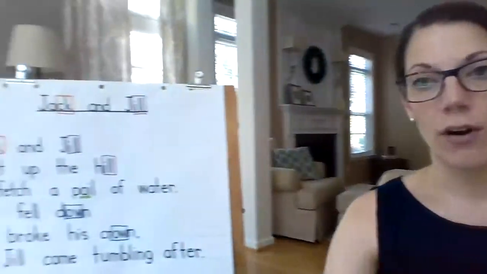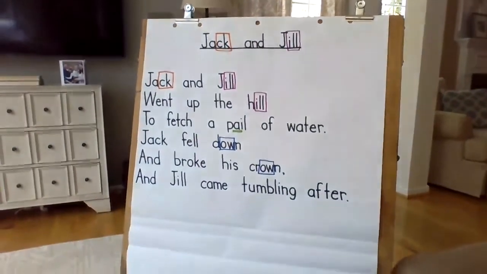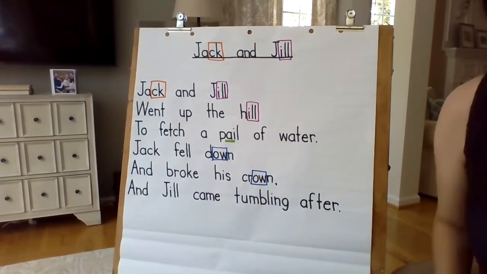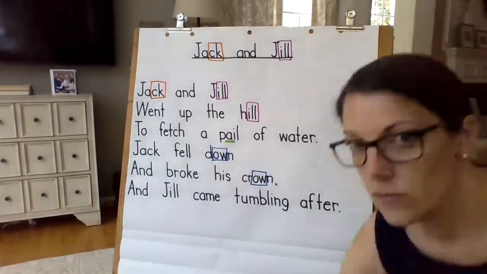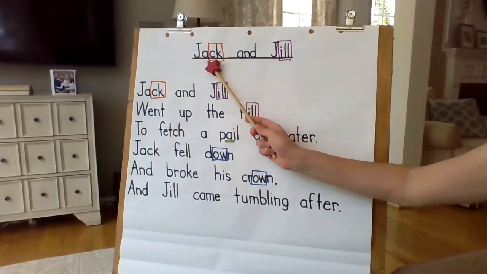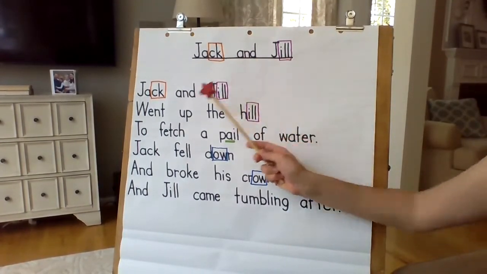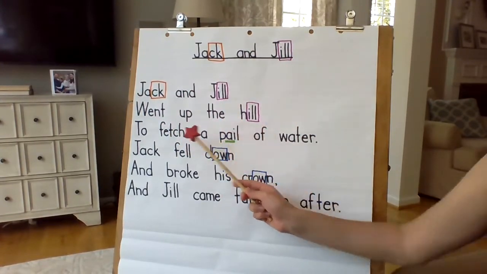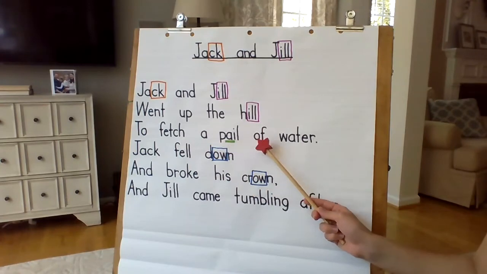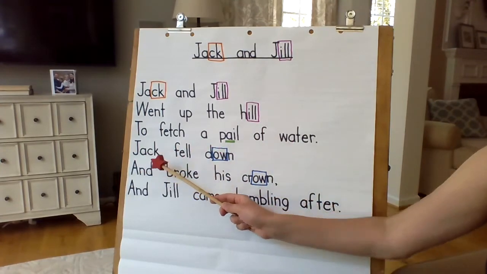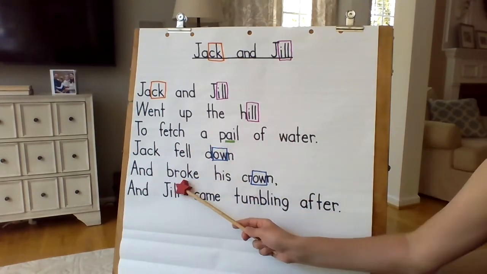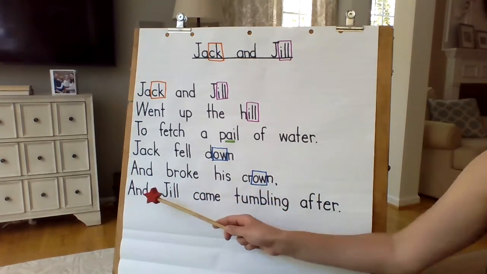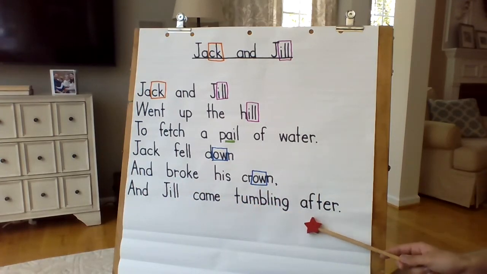All right, let's take a look. And today we have our full poem with us. All right, here we go. Drop my pointer. Here we go. Jack and Jill. Jack and Jill went up the hill to fetch a pail of water. Jack fell down and broke his crown, and Jill came tumbling after.